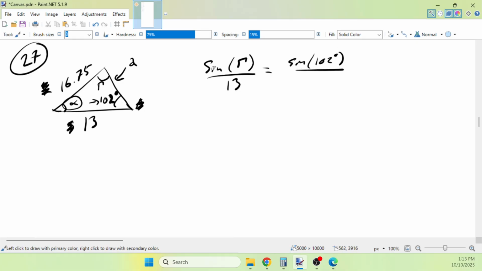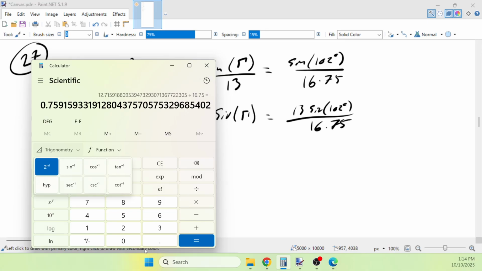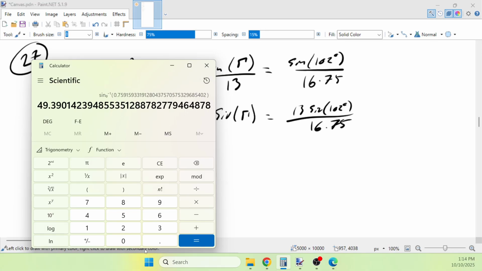Okay, so we have sine gamma over 13 equals sine 102 over 5. Multiply both sides by 13. Sine of gamma equals 13 times the sine of 102 degrees divided by 5. Get my calculator out. 102, sine that, is that divided by 5 is this. Now we take the arc sine of that. So we get 43.39 degrees.